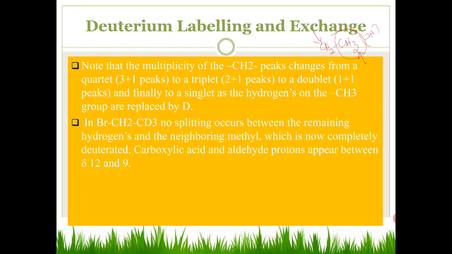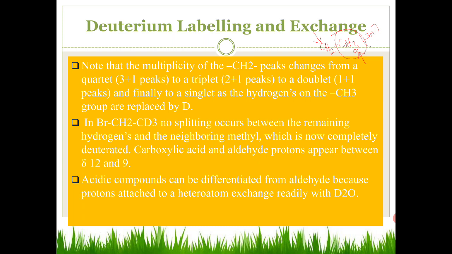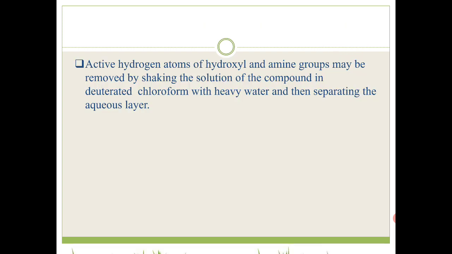The same could be applied here. Carboxylic acid and aldehyde protons appear between 12 and 9 ppm. This is the next point. An acidic compound can be differentiated from an aldehyde because the protons attached to the heteroatom exchange readily with D2O. So there is some complexity, as the signal appears at 12 or 9 parts per million. If you want to remove that particular proton, you can go for deuteration. So the deuterium labeling technique is a good technique which simplifies complex spectra.